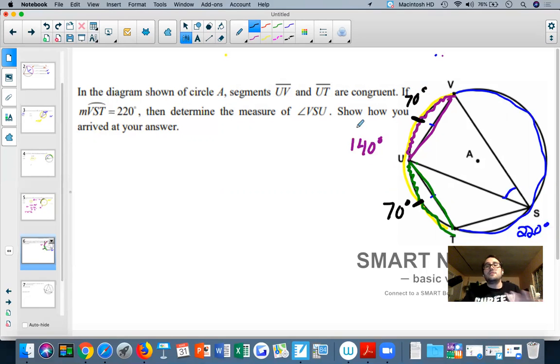But wait, we're done. Because if we want to find this angle, USV or VSU, it is an inscribed angle. The vertex is on the circumference of the circle. The measure of an inscribed angle is half the measure of its intercepted arc. So what's half of 70?